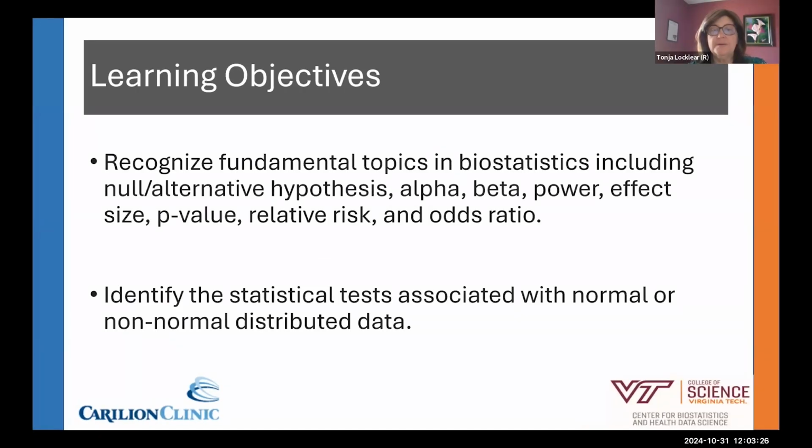So here are our learning objectives for today's session. First, we're going to start off with providing an overview of the statistical support that is available through our groups at Virginia Tech and Carilion Clinic. And then we'll dig into fundamental topics in biostats, including hypothesis testing, alpha, beta, and power, as well as different types of statistical tests for both normally and non-normally distributed data. So we'll hit on p-values, effect sizes, distinguishing also when to use relative risk versus odds ratios.